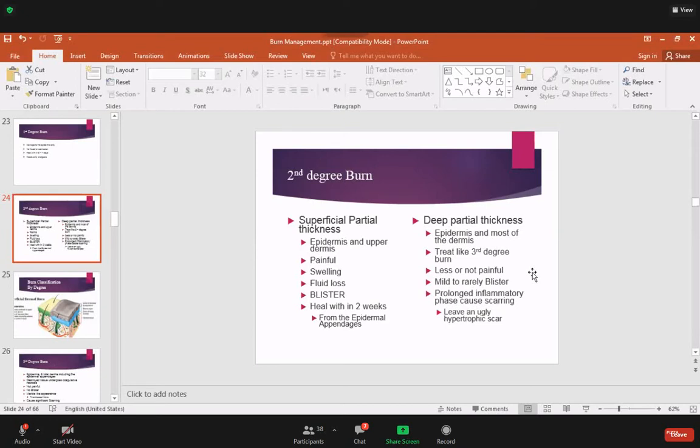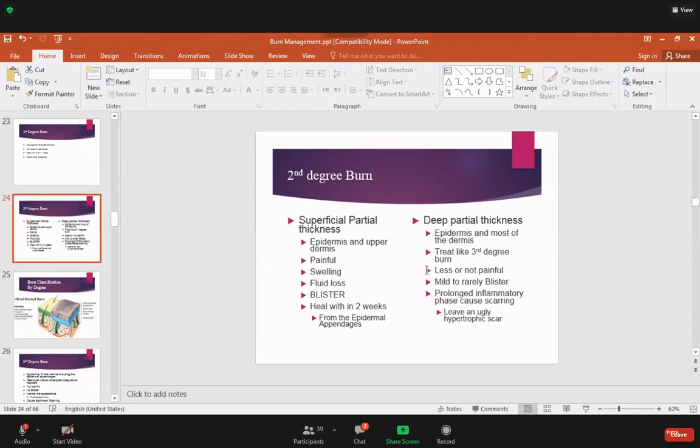And if we talk about the outcome, these patients present to you after the management and proper resuscitation and treatment. They present to you with bad cosmetic appearance, with ugly scars and sometimes hypertrophic scars also, because the inflammatory response is prolonged in these patients.